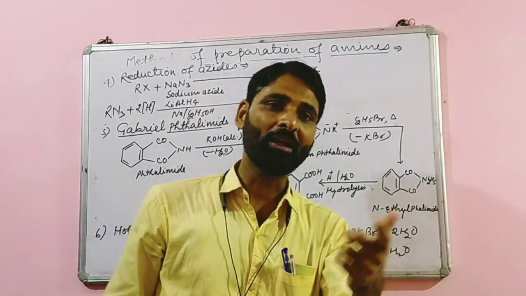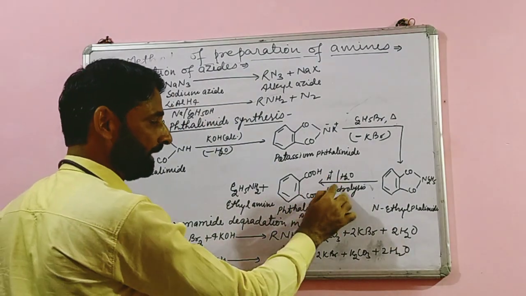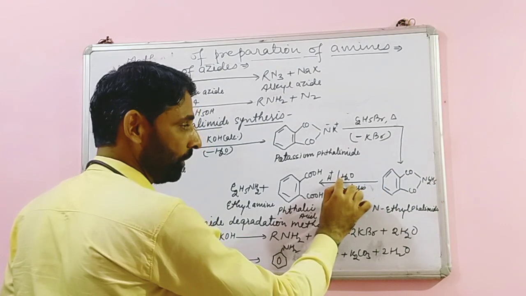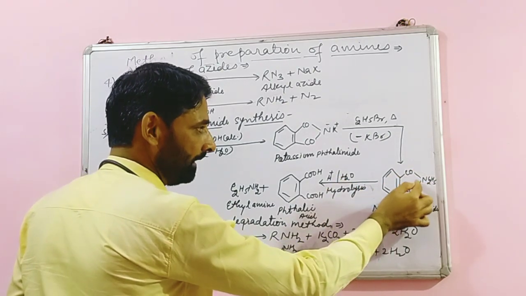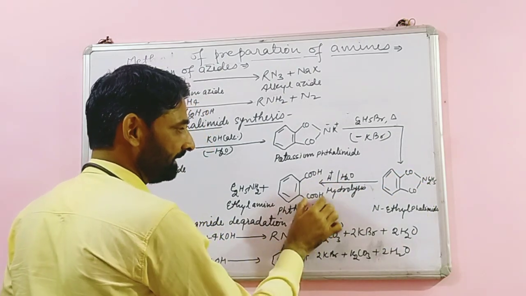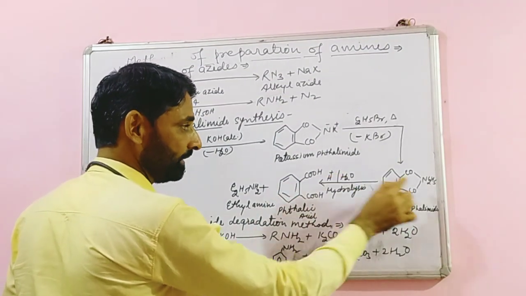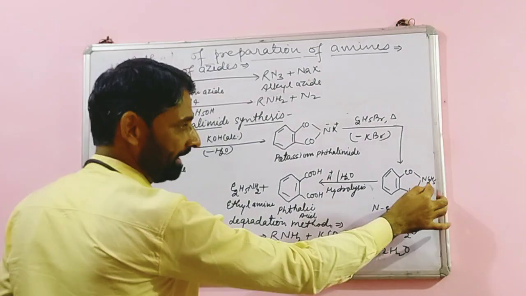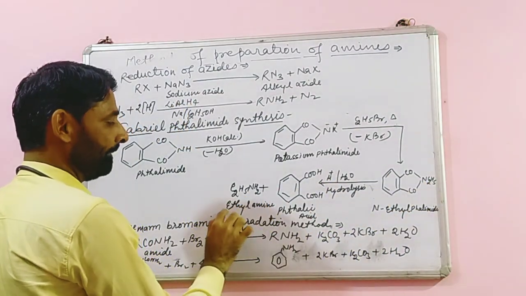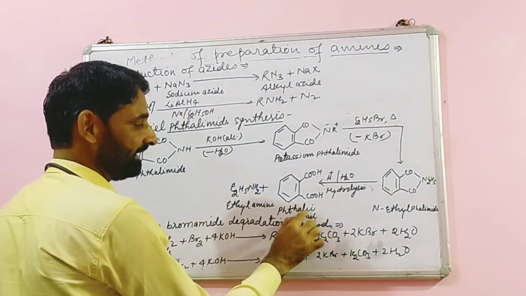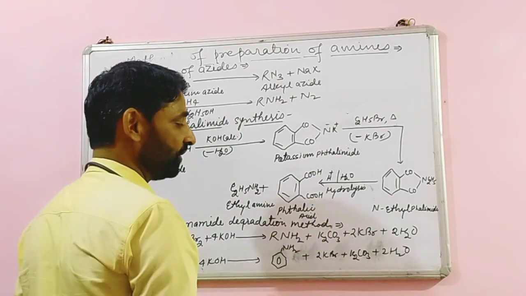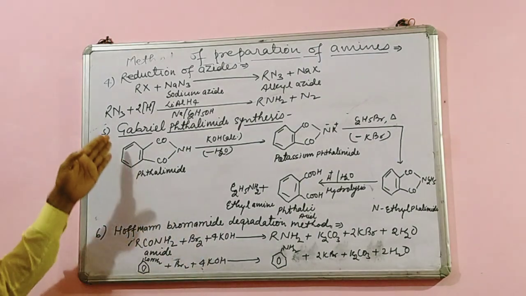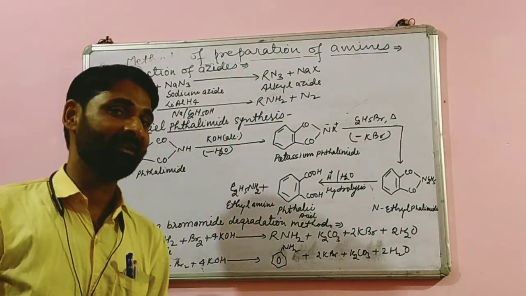And on hydrolysis, if it goes to hydrolysis, then what happens? Hydrolysis means reaction with water. So here add the OH. So this is the OH, and hydrogen reacts to this, then C2H5NH2. This is the ethyl amine, and this is phthalic acid. So this reaction is known as the Gabriel phthalimide synthesis.